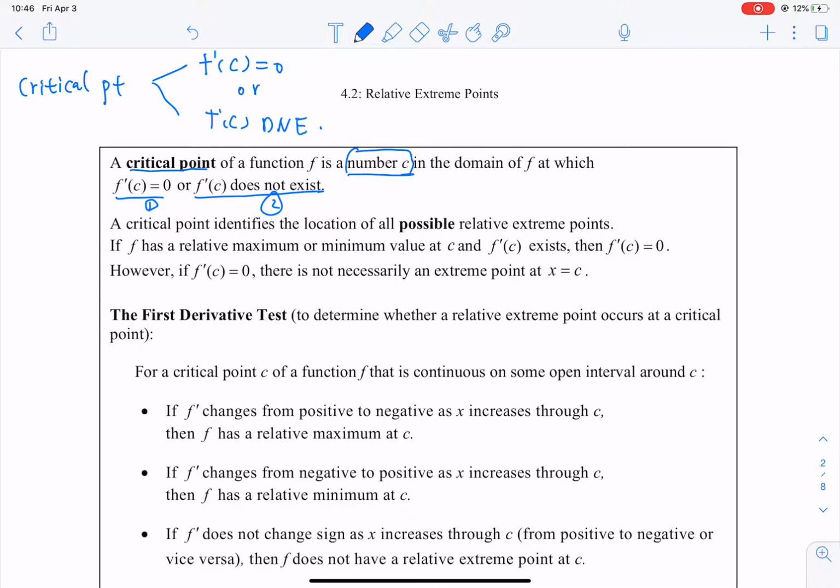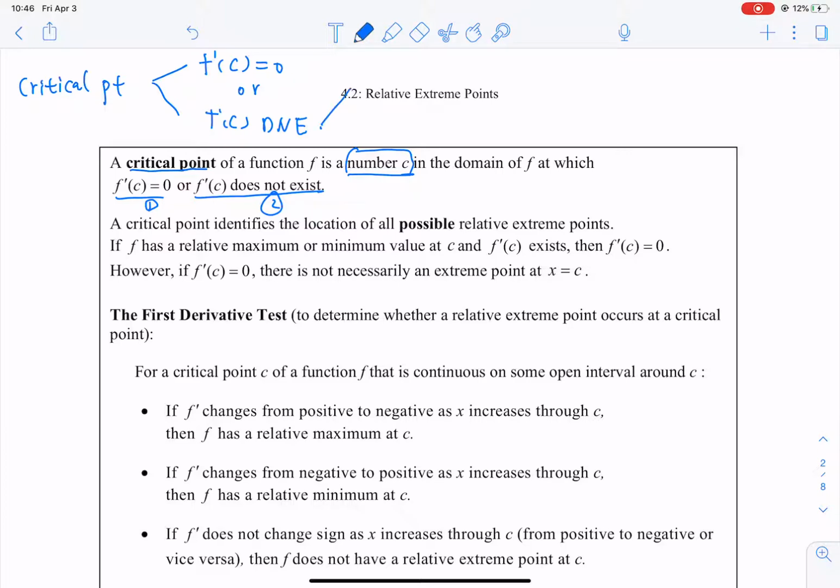So if you are given a function graph and asked how many critical points it has, you just check how many of them have a horizontal tangent line. That means the derivative is 0. The second case is a little bit more complicated: the derivative does not exist.